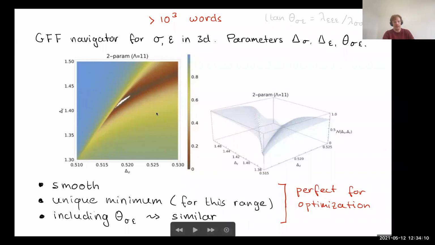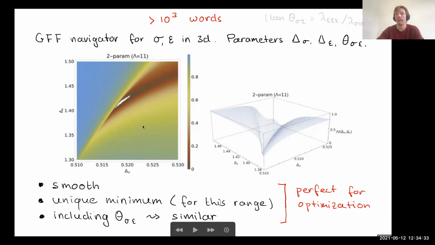So that's, of course, great for optimization, because if we want to minimize this function, we're not going to be stuck in a local minimum. Whether this is the case more generally is not something that we can prove, but this is at least a very encouraging result, and I have no reason to believe that it's very different in general.